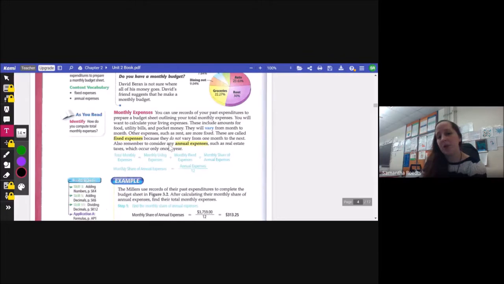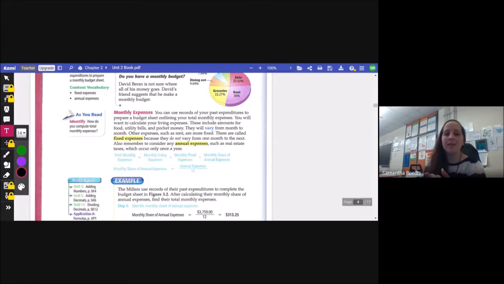Other expenses such as rent are more fixed. They stay the same usually every month. You might have a rental agreement that says the price will increase after a certain amount of time, but usually the rate is fixed every month. So those are called fixed expenses, because they don't change from one month to the next.